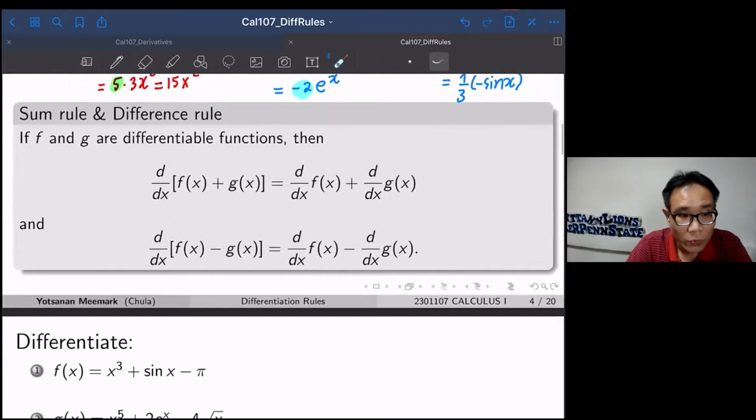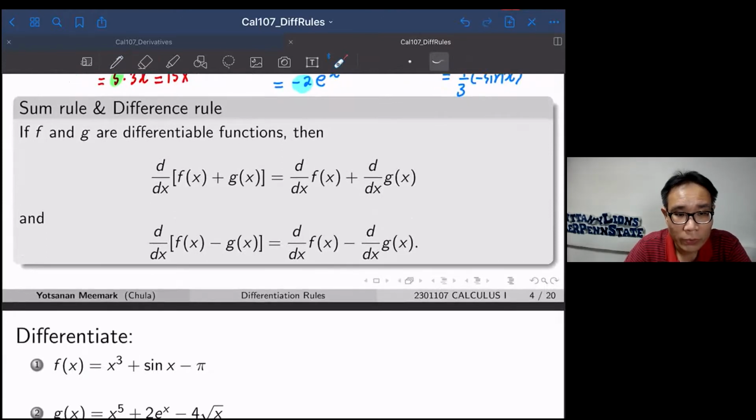The second one will be the sum and difference rule. Say f(x) and g(x) are differentiable functions. So you differentiate the sum of two functions f(x) and g(x) term by term. It's going to be the derivative of f(x) plus the derivative of g(x). Similarly, for the difference between two functions, d/dx of f(x) minus g(x) is the difference of the derivatives of f(x) and g(x). So you basically just differentiate f(x) minus differentiate g(x).